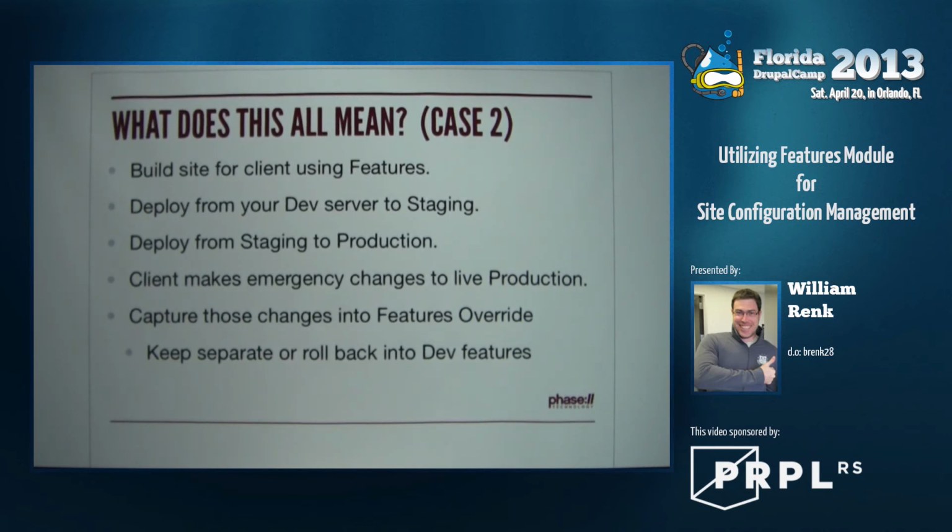So then that's what we've been talking about, deploying from dev to staging and from stage to production. Ooh, but the client needs to make an emergency change to production. So then you can capture that change in a feature override. Keep it separate or roll it back into the dev features.